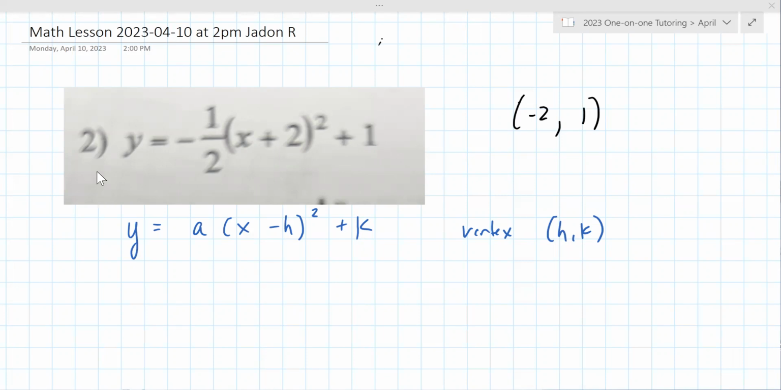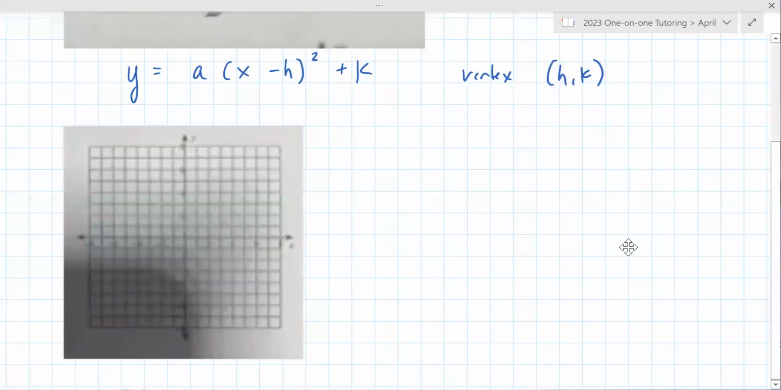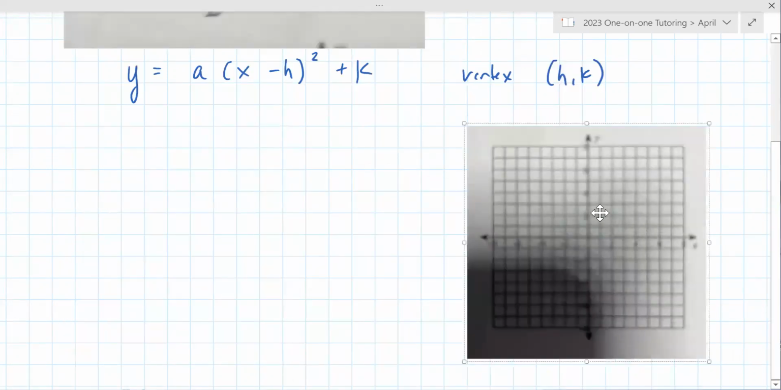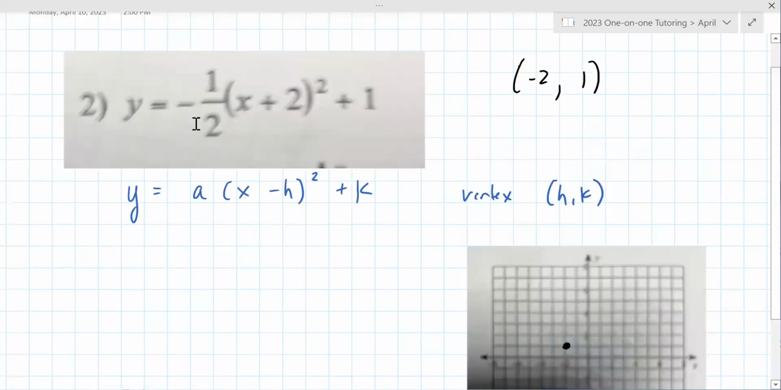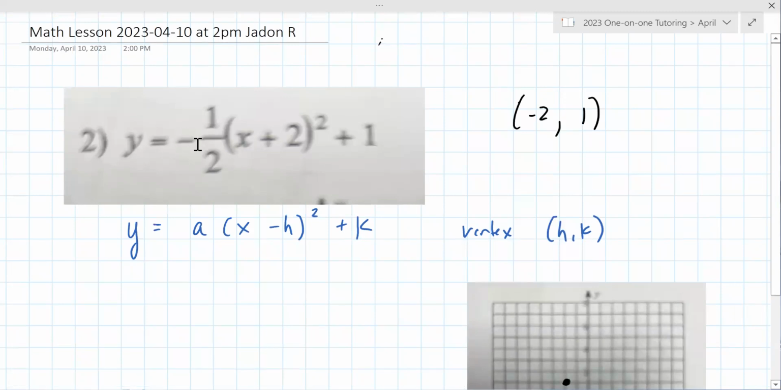So the first point you will graph is that vertex point. So at (−2, 1), right there, that's your vertex. This one does open down because it's negative in front. In terms of what you do from here, there's a couple of options. It depends on how accurate your graph needs to be. You could, for example, make a table.